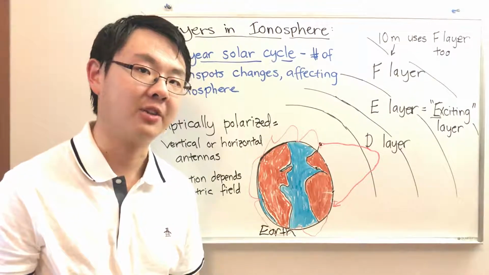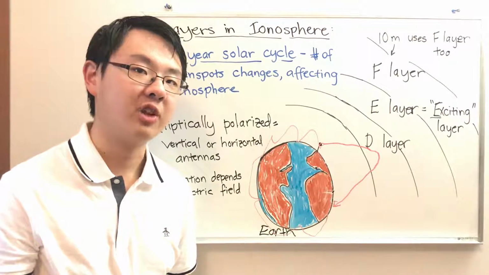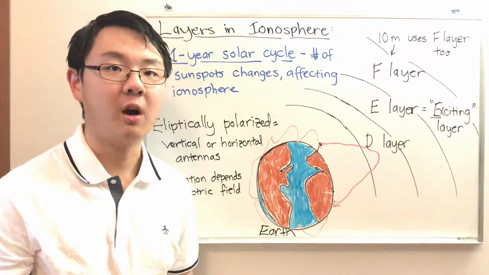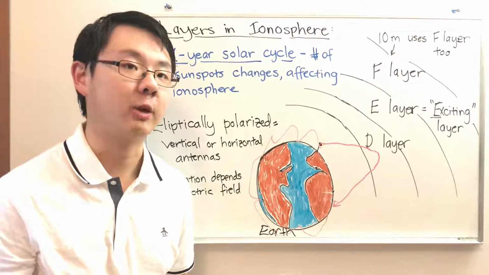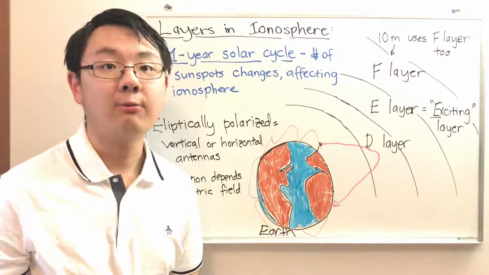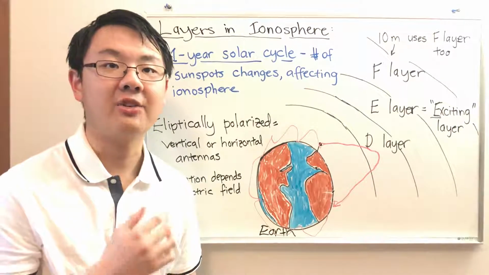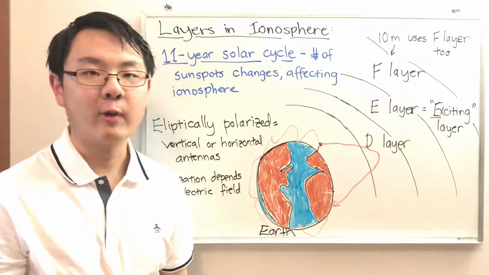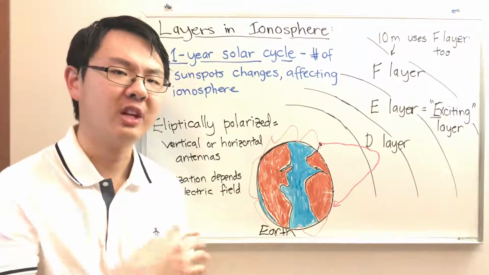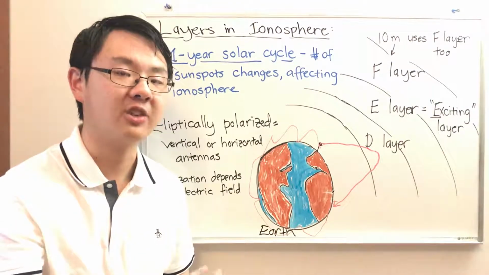However, your results might vary with the ionosphere, because as I said, the ionosphere depends on sunspots. And it turns out it depends on the number of sunspots there are. The more sunspots there are, the better the ionosphere works at reflecting radio signals. And unfortunately, the number of sunspots doesn't stay the same throughout the year. We have what we call a solar cycle. So the sun sort of goes through a cycle when it comes to these sunspots.